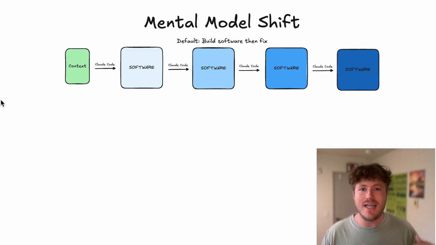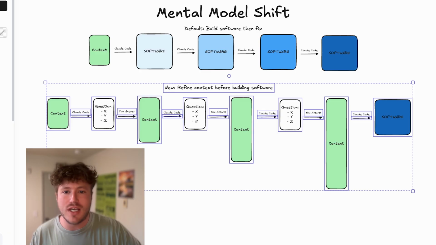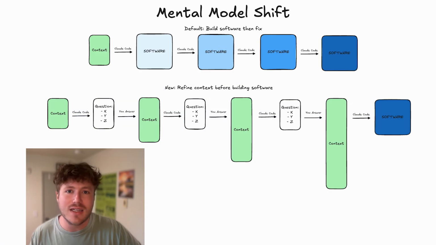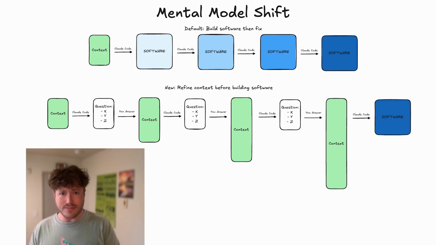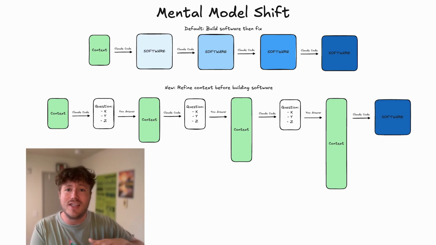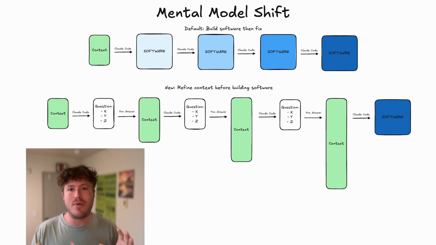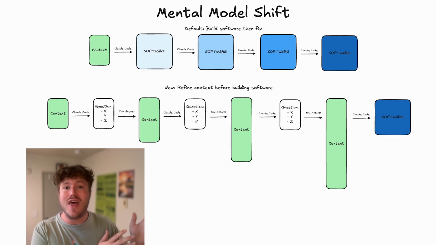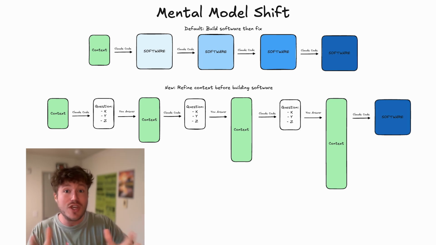I want to present a different way to approach this, which is using AskUserQuestionTool to refine context before building software. So it looks a little bit like this. You have your initial prompt, Claude Code asks you a question, you answer it. This makes the context that you have a little bit better. You repeat this over and over and over, and then you build your software. And so you skip all of these really expensive, time-consuming steps of building software, going and testing it to find out what's wrong, and then building a new version. And instead, you iterate on the context, which is the only thing that matters, before you go out and build.